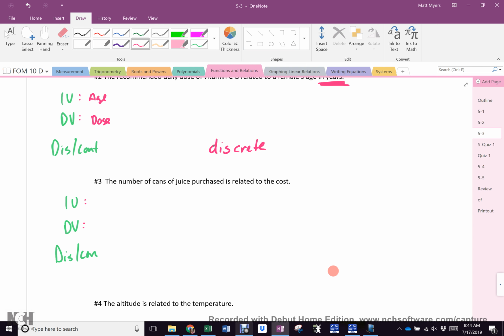What's the IV? Number of cans. Why is it the number of cans? Right, if I walk into the store and buy no cans of juice, do I pay for cans of juice? Of course not. Now, is it discrete or continuous? Why is it discrete, Rajan? Pardon me? Yes, you're right. Yeah, I hear you now. It can have non-permissible values.